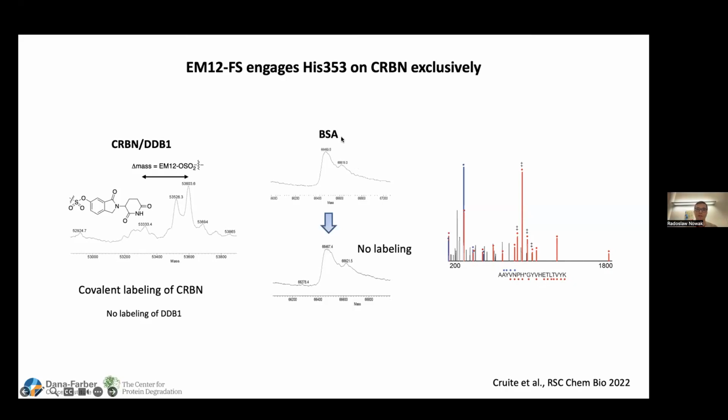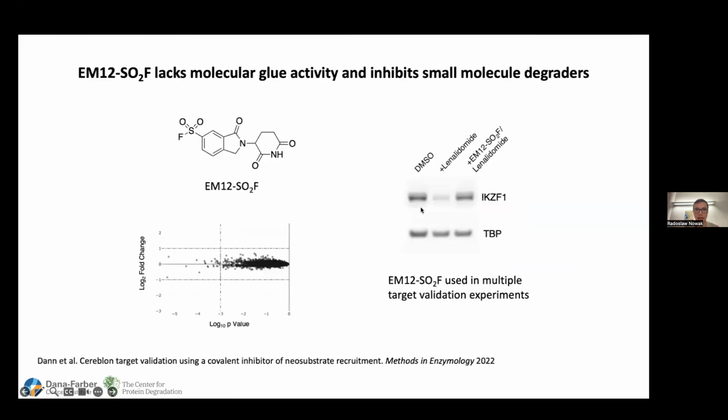Interestingly, the labeling is selective. If you look at BSA, you're not able to label BSA despite the presence of multiple surface exposed tyrosines or serines or residues that would otherwise be reactive to sulfonyl fluoride chemistry. So this compound, when we tested it in proteomic studies, actually happens to be rather interesting. It happens to be quite a nice inhibitor of cereblon and doesn't degrade any proteins. So we are effectively able to use it as a covalent cereblon inhibitor and rescue degradation of IKZF1 by lenalidomide.